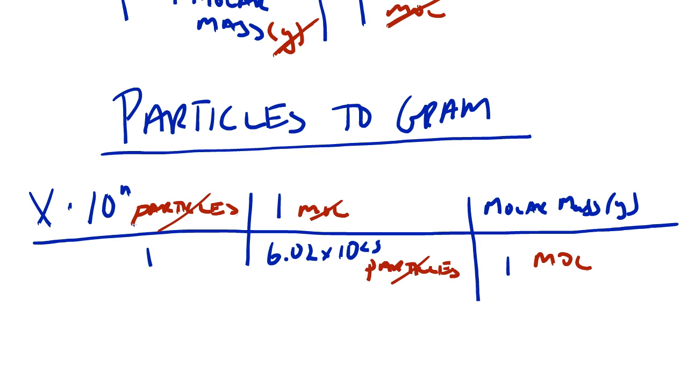Particles to grams is the exact opposite. We start off with particles. We get rid of particles, so Avogadro's number goes on the bottom. 1 mole goes on top. We want to end in grams, so the molar mass is going to go on top here, all equivalent to 1 mole, and the moles cancel. And we should get our answer.